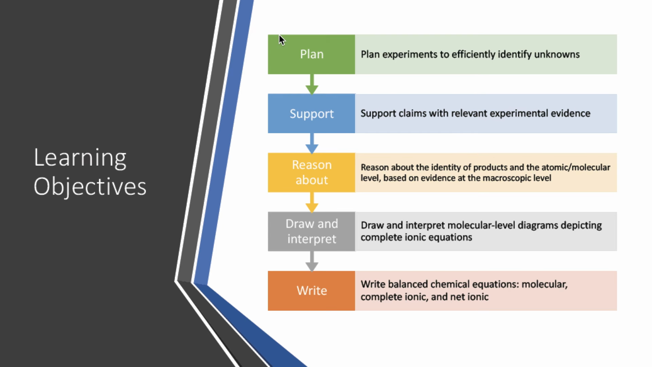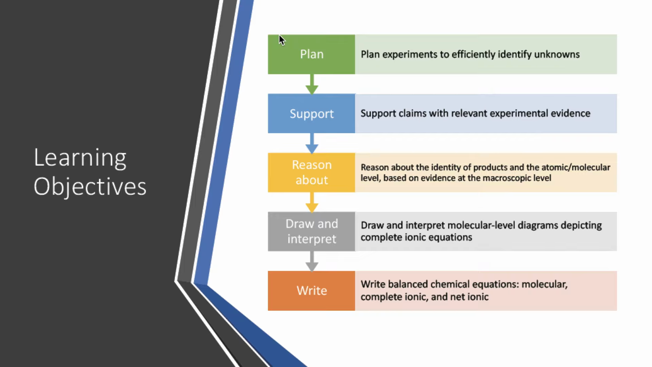First of all, the learning objectives for today: planning experiments to efficiently identify unknowns. So thinking about if I have all of these different chemicals, how can I figure out how to identify them, separate them from each other, find evidence to support those claims, and then also figuring out what are the products, reasoning about what are the identity of the products based on what you observe at the macroscopic level.